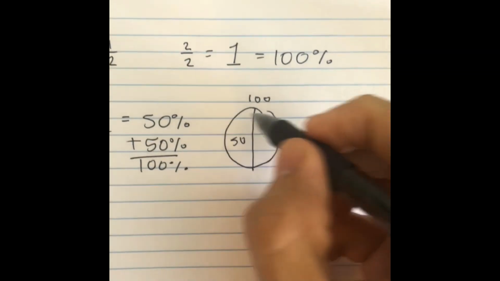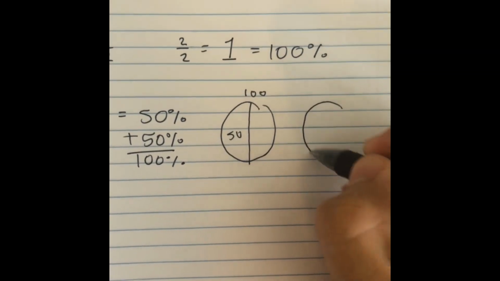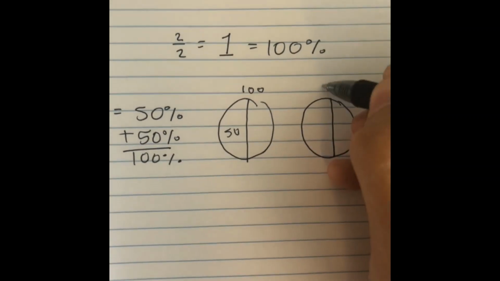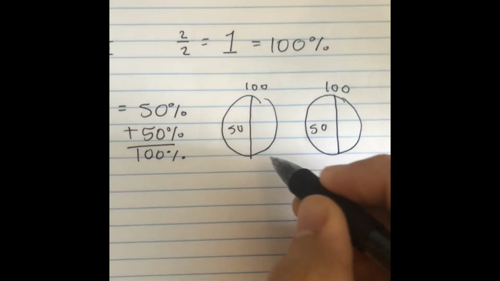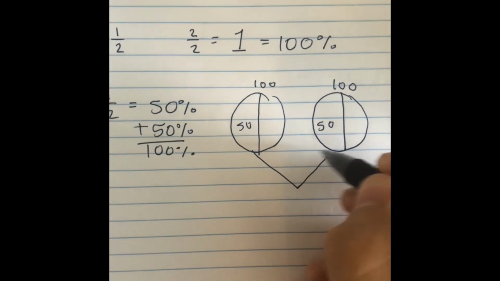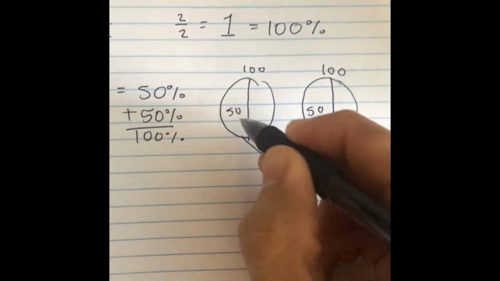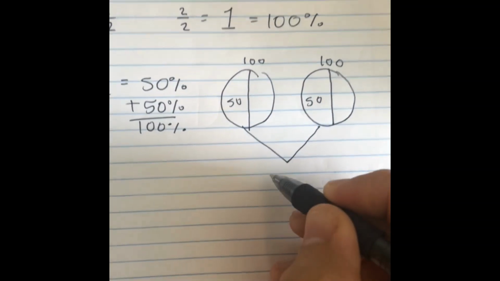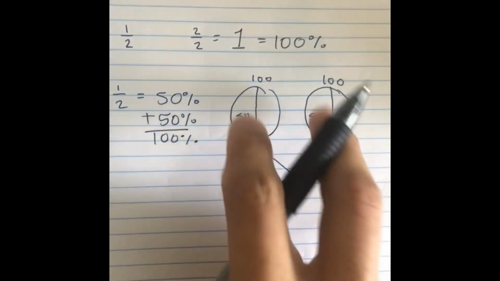But what if you have 2 of those? So you would divide another 100 and you would get another 50. So how many percents do you have if you have 2 halves? You have a 50 here and a 50 here. That equals 100%. Putting that together, it's 2 out of 2.